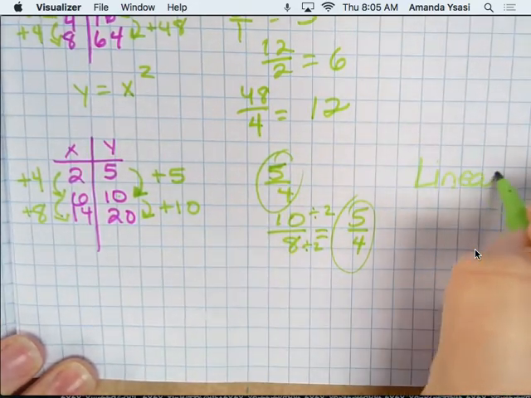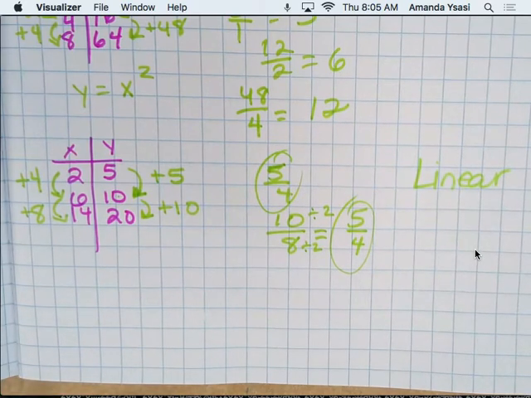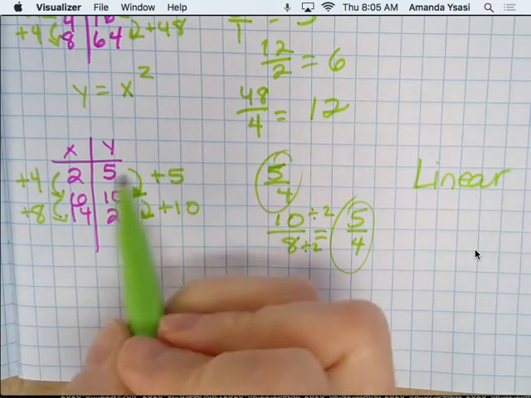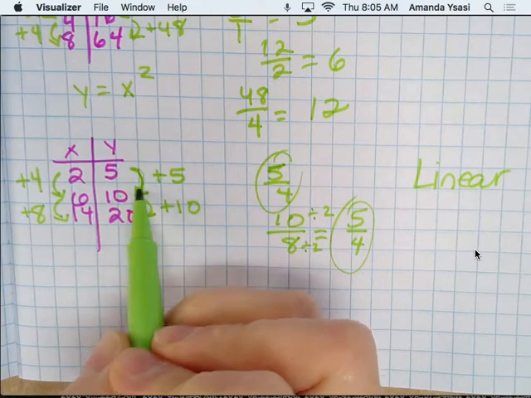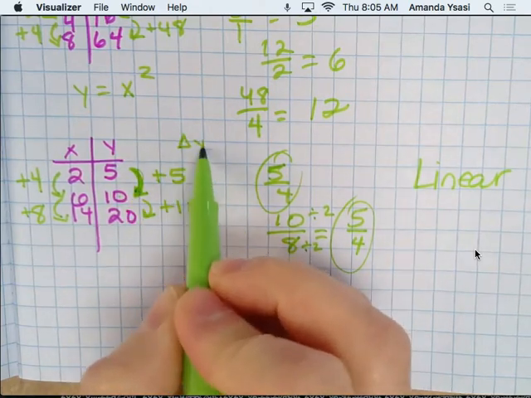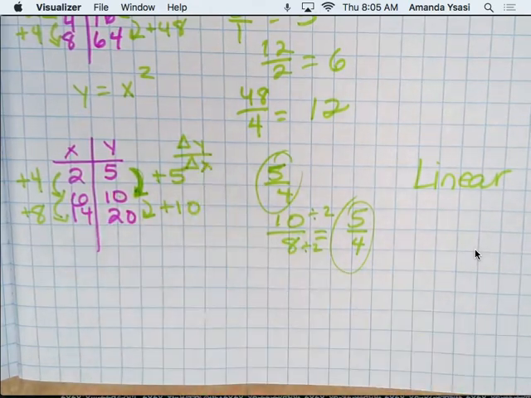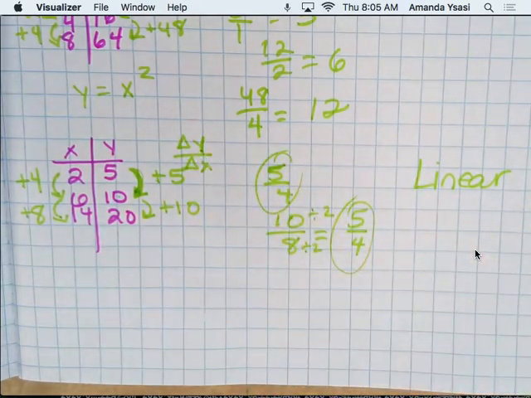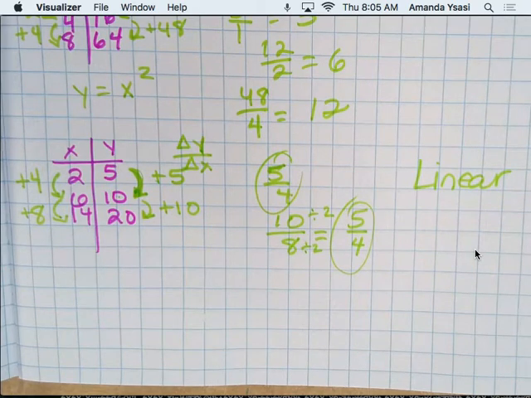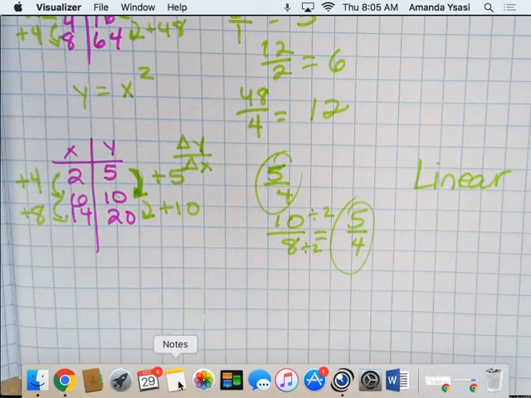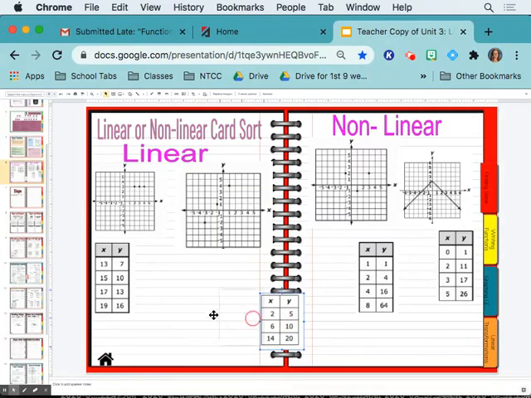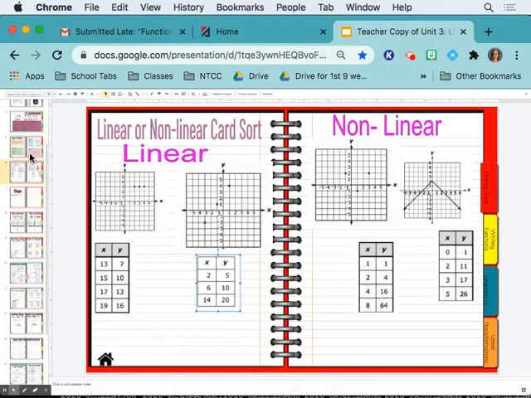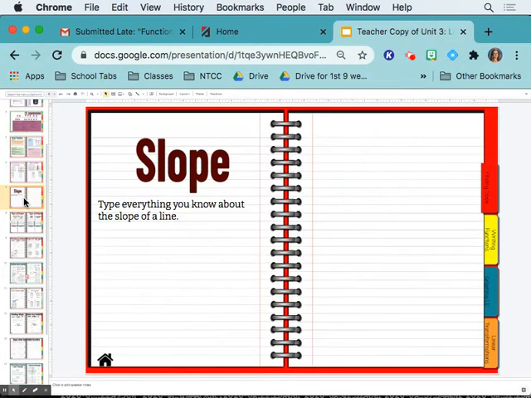Bless you. So remember, you're doing the change of y over change of x. That little triangle is called delta, and it's change. It's kind of like slope. Well, we are finding slope, really. We're finding the constant rate of change. That's what we're doing. Okay, so this goes over here. All right, are we good? Good to go?